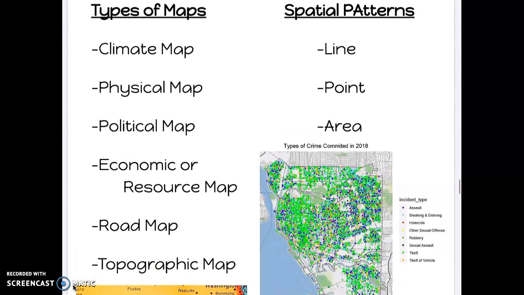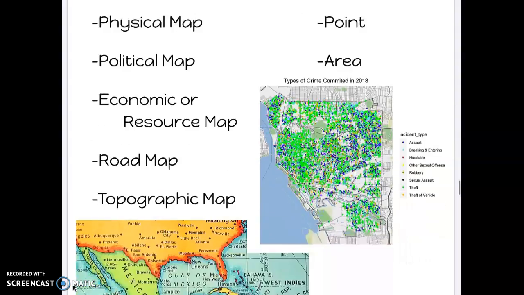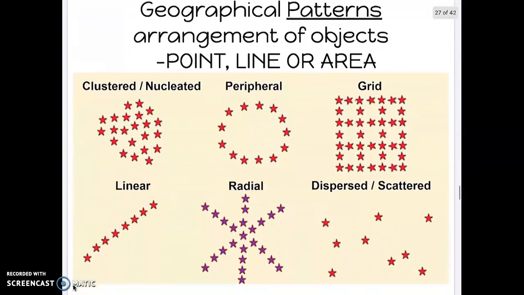When we look at the patterns, we look at all the dots that are on the map. Sometimes we look at the colors that are on the map. So there's 3 different types of spatial patterns, just like your vocabulary sheet says. It's that half sheet that's in your packet. There's line, point, and area. Area is probably the most common one that we'll look at. There's different types of maps: the climate, physical, political, road map, topography, and the economic or resource maps. So we'll take a look at all of those today.